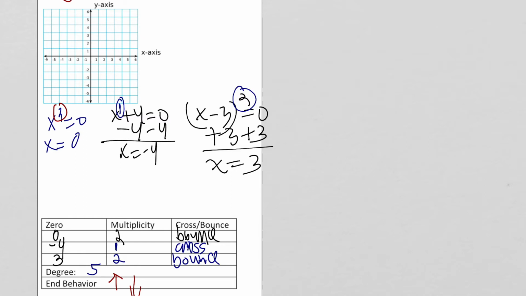We got one at negative 4, 1, 2, 3, 4. One at 0 and one at 3. The tails are going to be up and then down. So when we go to negative 4, it says we're going to cross. When we go to 0, it says we're going to bounce. And when we go to 3, we're also going to bounce off of it. So that's what the graph should look like for number 4.